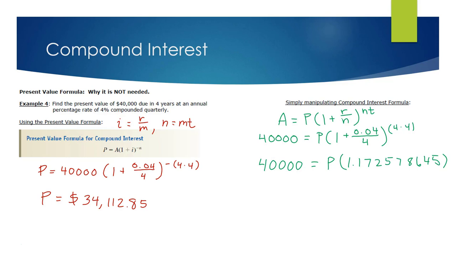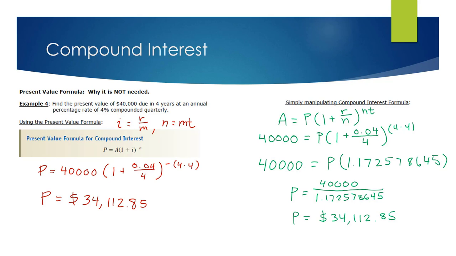And if I divide both sides by that 1.17, and so forth, it ends up being $34,112.85. So there really is no particular reason to memorize another formula. If you have the formula for compound interest, compounded other than continuously, which is a slightly different formula, memorized, you don't need the present value formula.